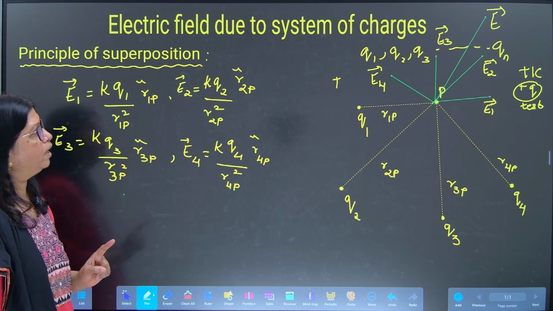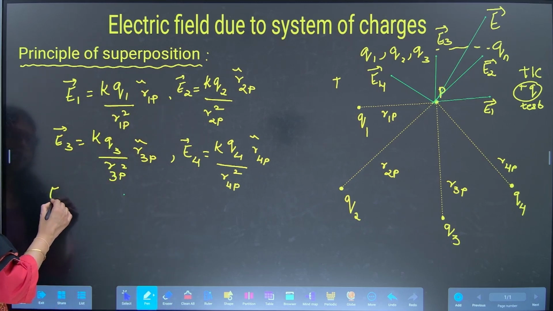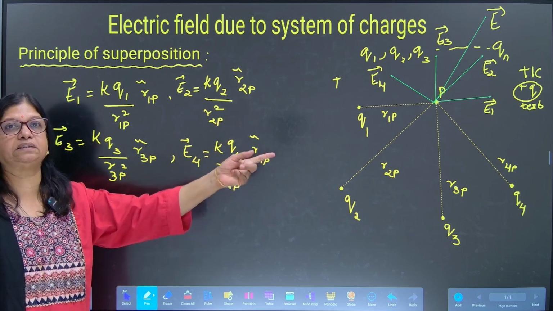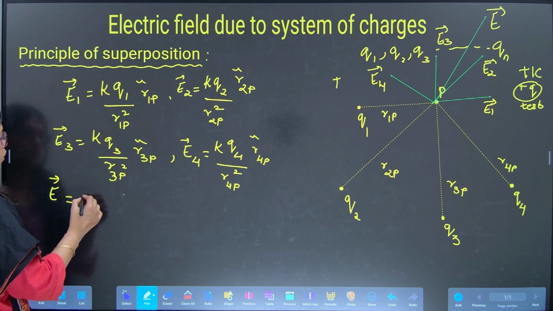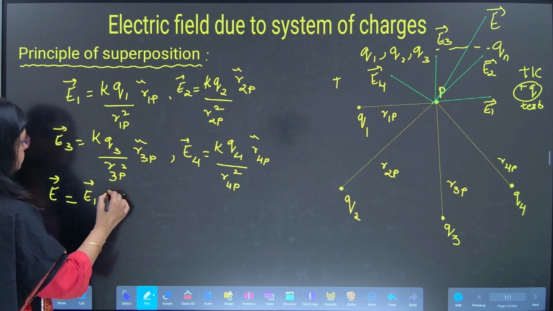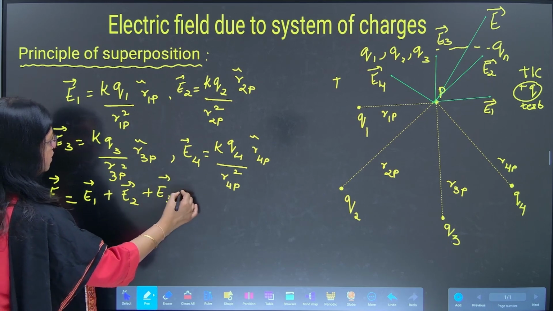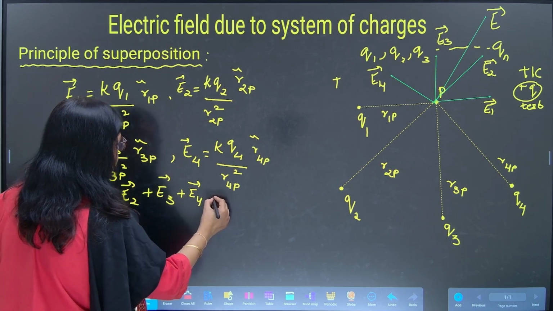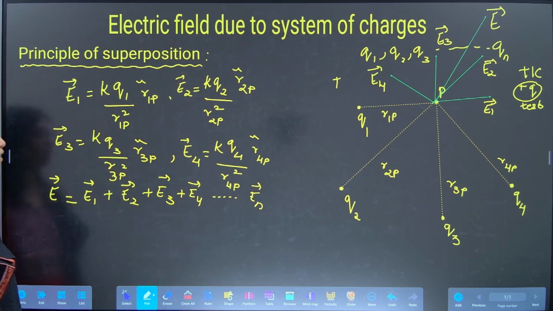Correct? So according to the principle of superposition, to get the total field E due to these four charges at the point P, we just add them vectorially: E1 vector plus E2 vector plus E3 vector plus E4 vector. Similarly, if we have n charges, we will have En vector added at the end.